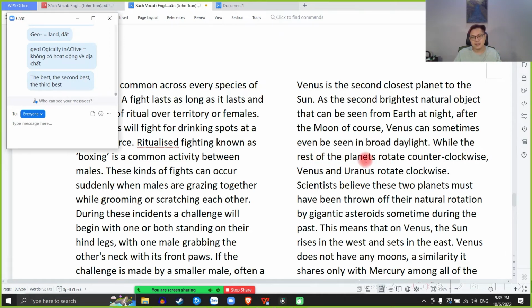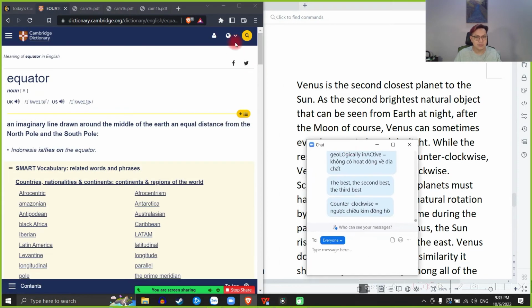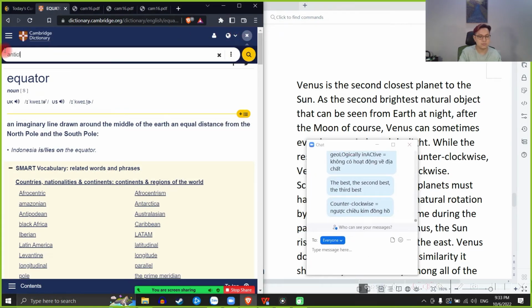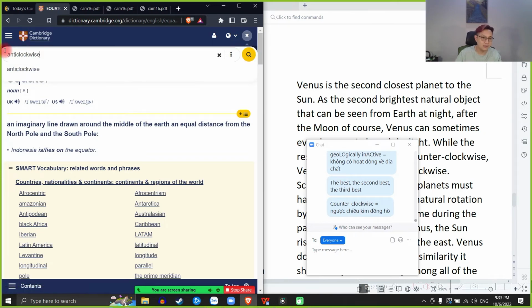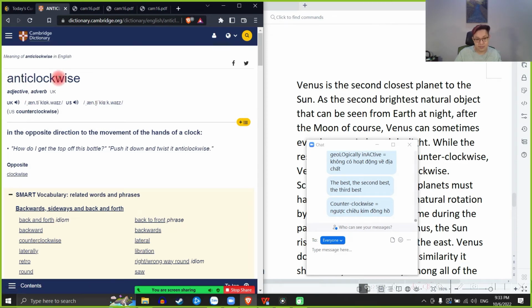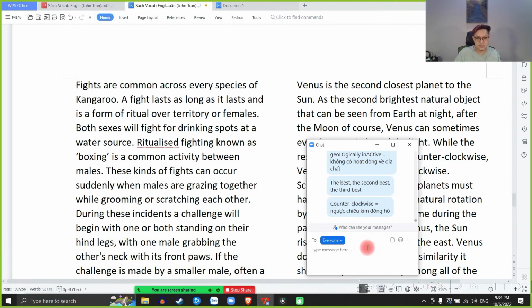Trong khi phần đông những hành tinh khác nó rotate, nó chuyển động counterclockwise hoặc anticlockwise. Counterclockwise nó gọi là ngược chiều cái đồng hồ. Let me check this word, counter or anti. Is it anti-clockwise? Yes, nó có thể là anti-clockwise hoặc counter-clockwise được luôn nha các bạn. It can be counter-clockwise or anti-clockwise as well.